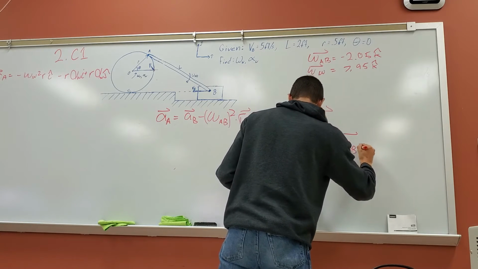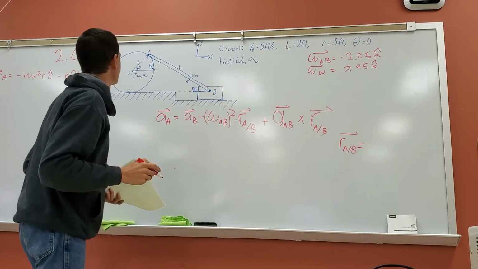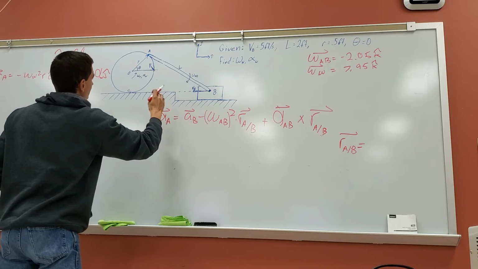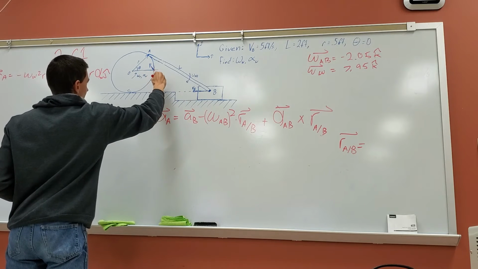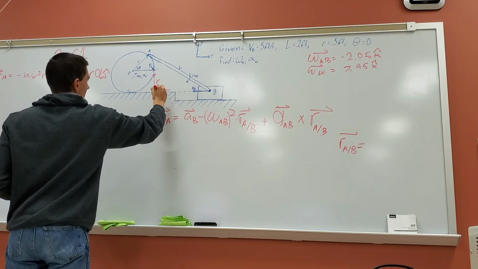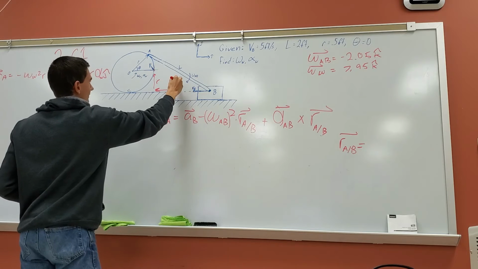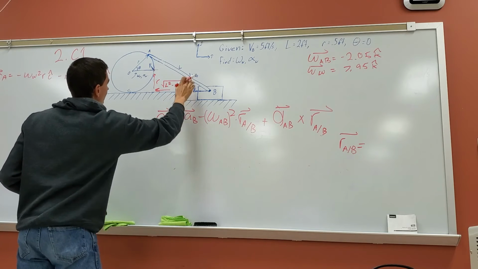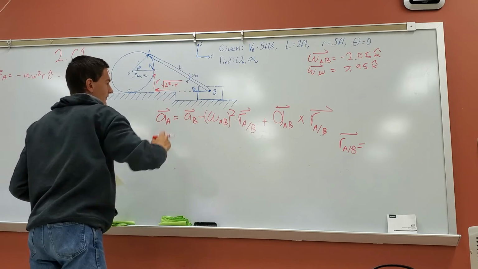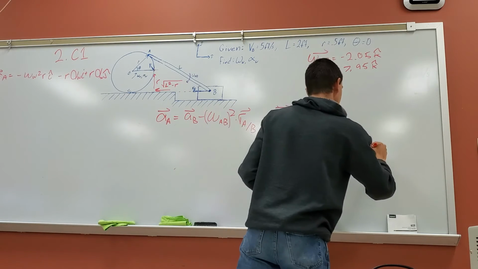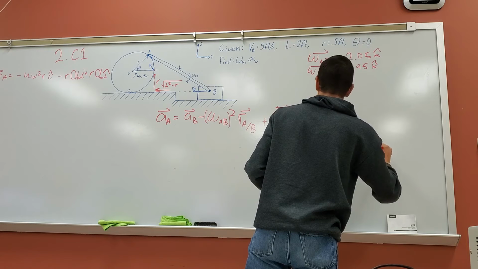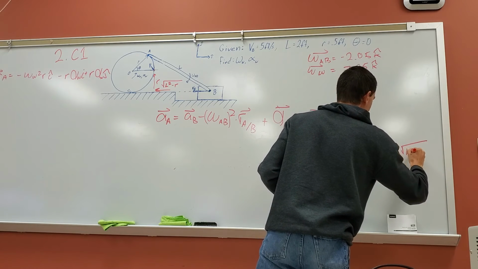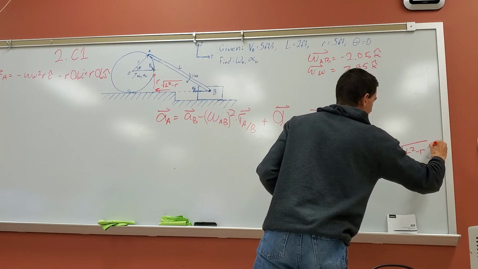Now r AB happens to be equal to this guy. It would be that way, which if you look at it, you're going up by r, and you're going over by some distance, and that distance is the square root of L squared minus r squared because of the Pythagorean theorem. So you end up getting r_AB is equal to r in the I hat direction minus the square root of L squared minus r squared in the J hat direction.